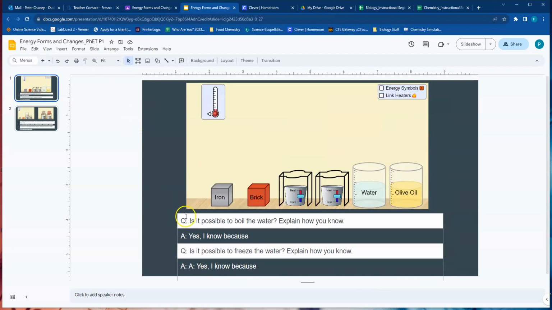Alright, so 2 questions on slide 1. Is it possible to boil the water? Explain how you know. And then, is it possible to freeze the water? Explain how you know. So here's how we set it up.